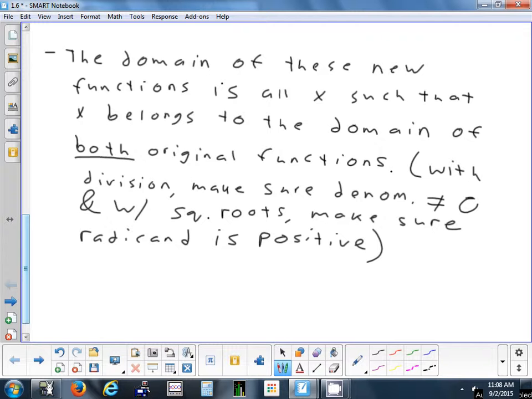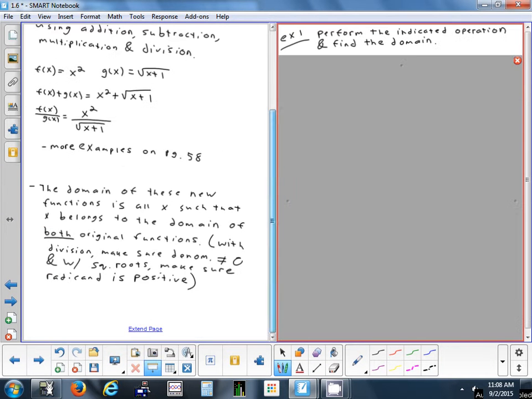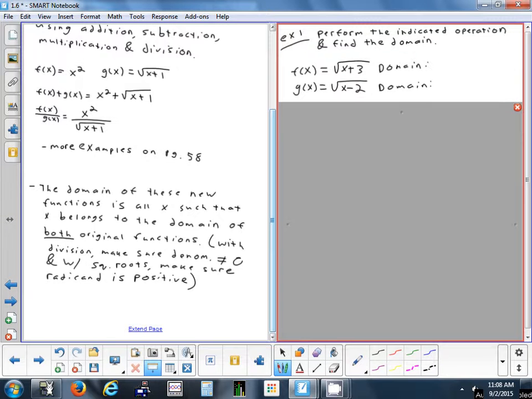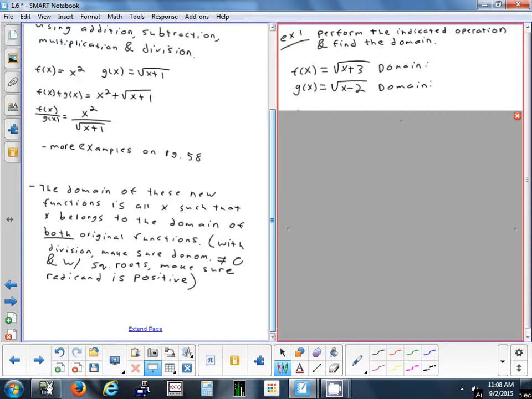All right, so let's take a look at a couple and see if we can find the domain of the function. First thing I'm going to do, before we even combine these functions together, let's just find the domain of each one separately, so we know at least what the domain is to start.